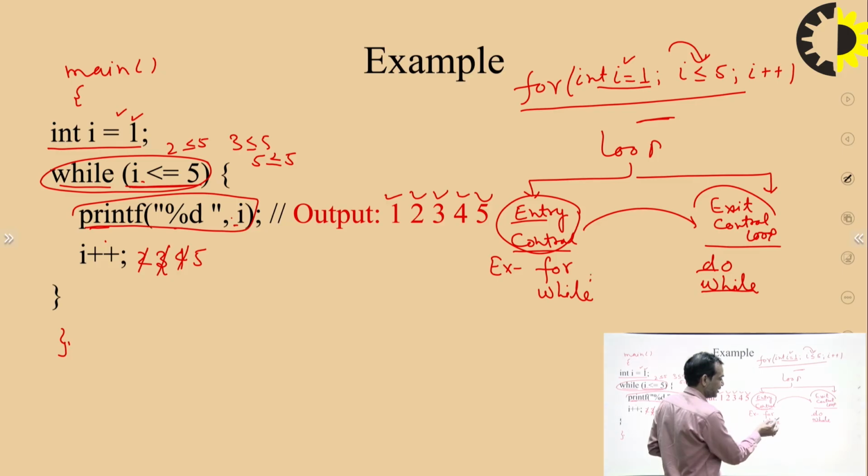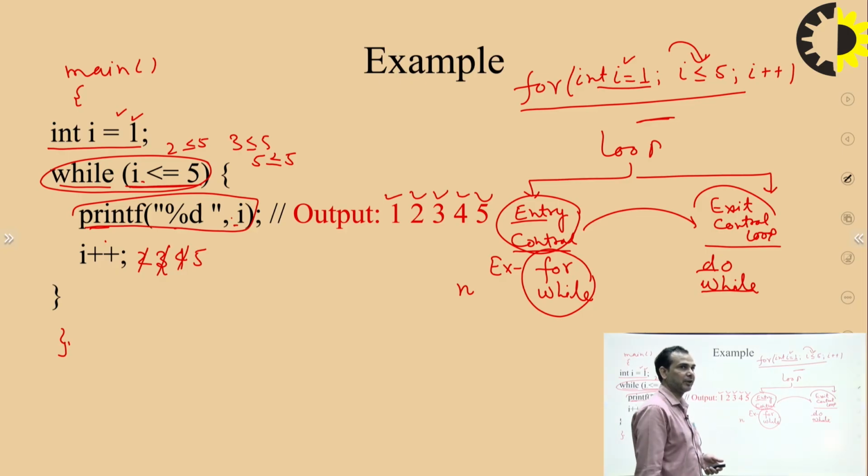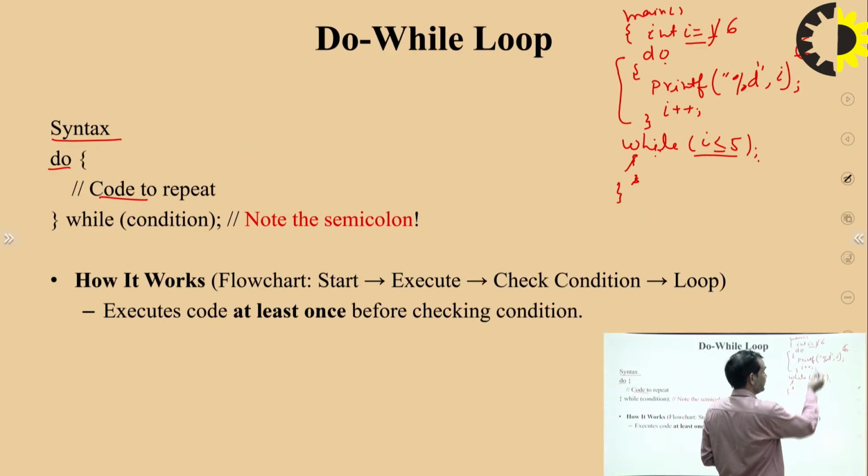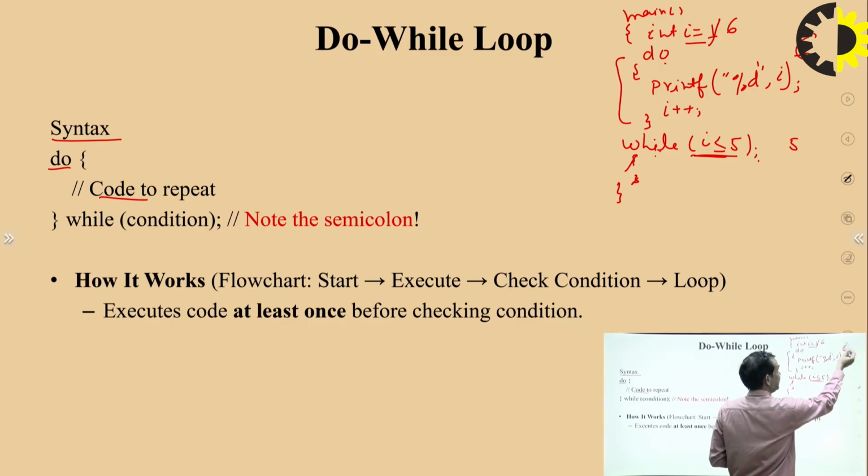So in simple words, we are using the entry control loop, that is, the for loop and the while loop. If we have to print values less than n, taking the input n, the repetitions will be n times. But here in the do while loop, the repetition means it will check the conditions till 5, and one time it will print before.